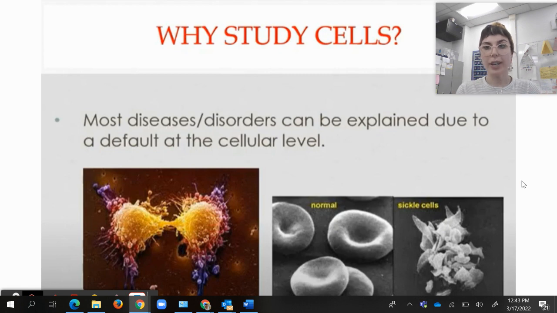Well, if we understand cells, then we can understand most diseases and disorders because they can typically be explained by some sort of issue taking place at the cell level. We can also study cells to understand how we get energy out of food and how the different systems of our body are able to accomplish what they do. You see an image right here, for example, of a healthy red blood cell versus a sickle cell diseased red blood cell. And so we can explain all the impacts of that disease, sickle cell anemia, based completely on an issue at the cell level.